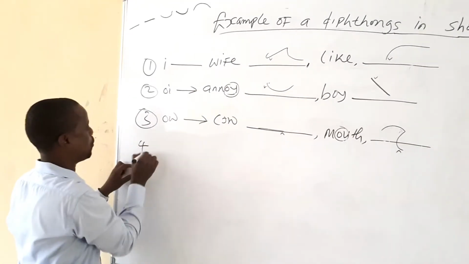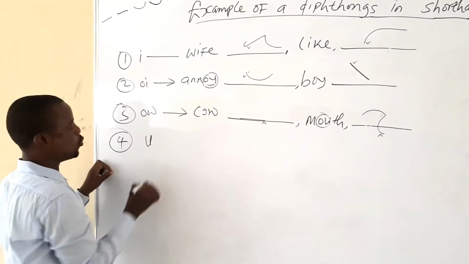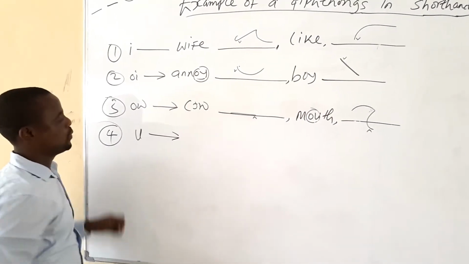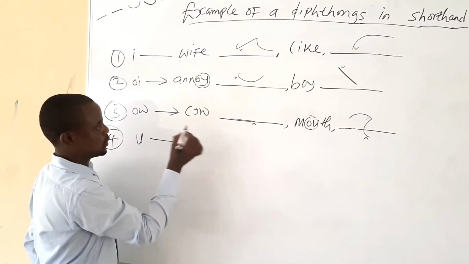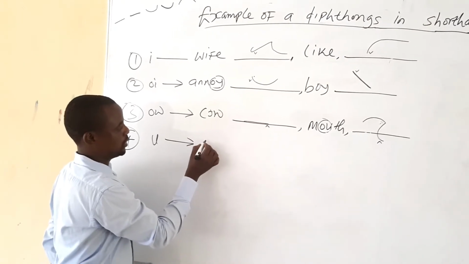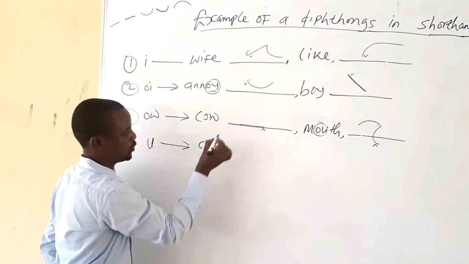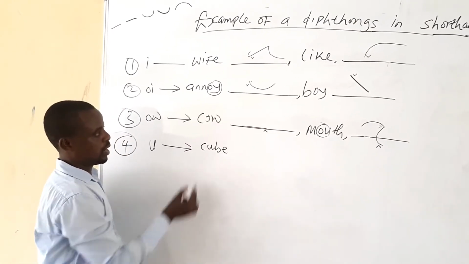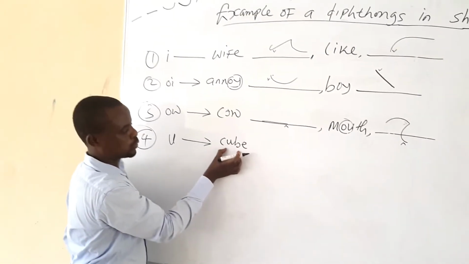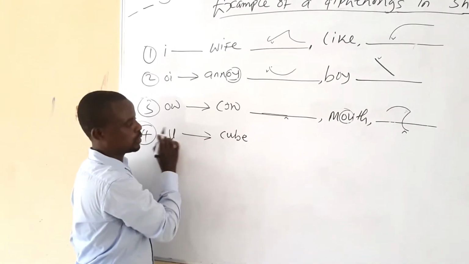Now we have number 4. Number 4 we have diphthong U. Let us give an example. We say "chew". Diphthong U is inside the position, as well as in "chew". Diphthong U is also inside the position.